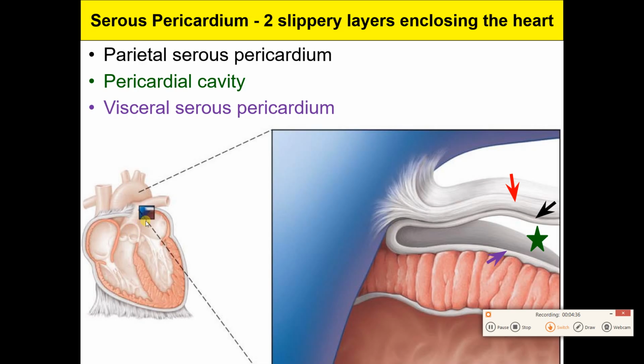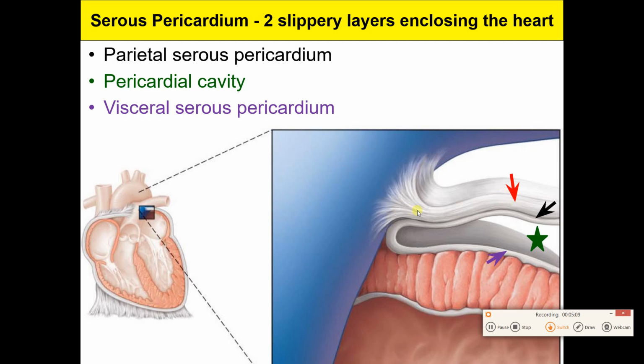What we really want to do is zoom in on this wall of the heart right here. And if we zoom in on the wall of the heart, here is the lumen of that chamber. So the space here is the lumen. Here is the wall of the heart here. And here, the purple and black are my two slippery layers. So the purple arrow and the black arrow are my two slippery layers. They make up my serous pericardium.